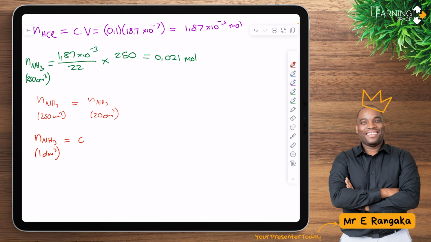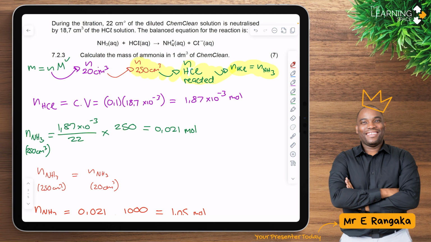It's going to be that 0,021. And in this case, we then divide it by the 20, and then we multiply it by 1,000 because it's 1,000 cubic centimeters in 1 decimeter, right? That should then give you an answer of 1,05 moles. Remember, the question is looking for the mass, not necessarily the moles.